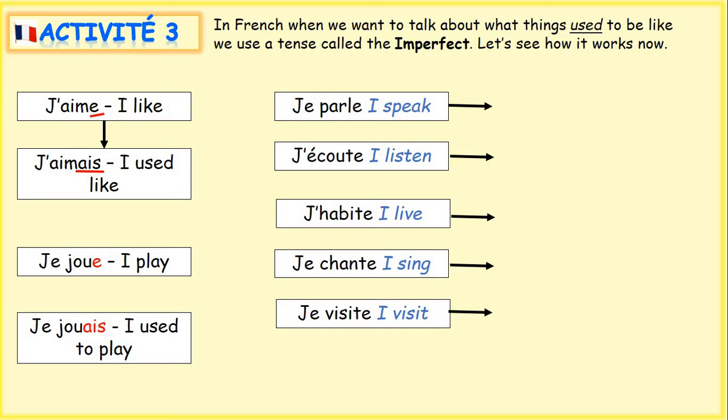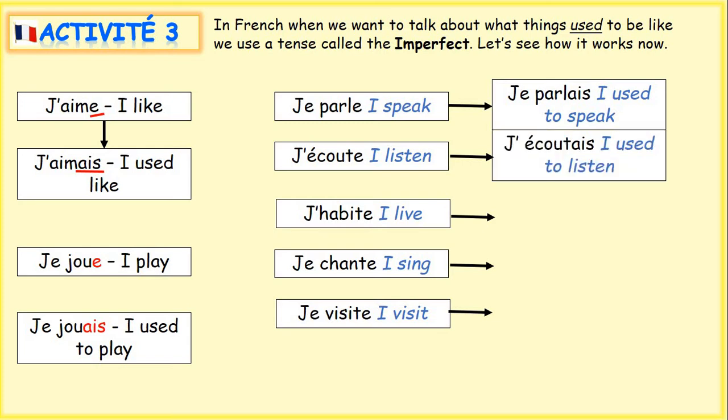Let's have a look at these answers then. So je parle becomes je parlais. No E anymore, but we've got that AIS. And that's I used to speak. For I listen, j'écoutais. I used to listen. J'habite, meaning I live. J'habitais. I used to live.